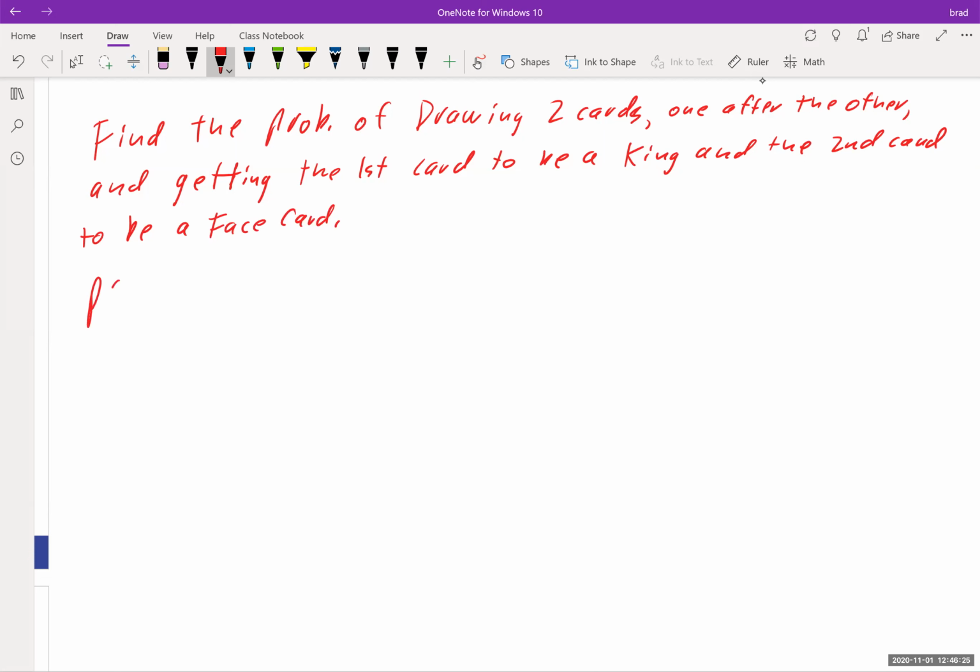Okay, so we're going to say probability of getting a king and a face card. Meaning the first card was a king, and then what's the probability of getting the second card given that the first card was a king? That's basically the way we have to think of it. So I'm going to write probability of king times probability of face card given that you already got a king, okay? Now remember, there's a jack, a queen, and a king. Those are the 3 face cards, and there's 4 of each of them, okay? So there's 12 total face cards, okay?